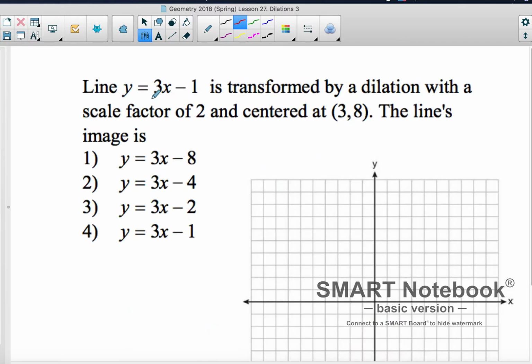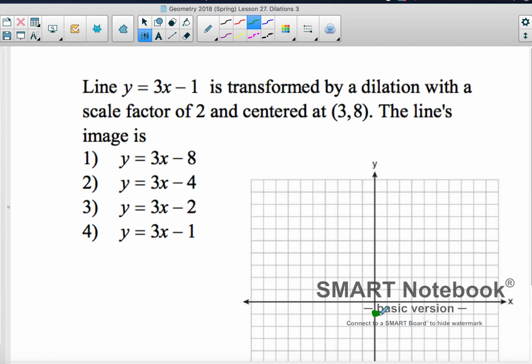So here we've got a line, 3x minus 1. It's transformed by dilation with a scale factor of 2 and centered at 3, 8. Well, what's the image after this? Let's take a look. So we've got 3x minus 1, so we're going to plot that.